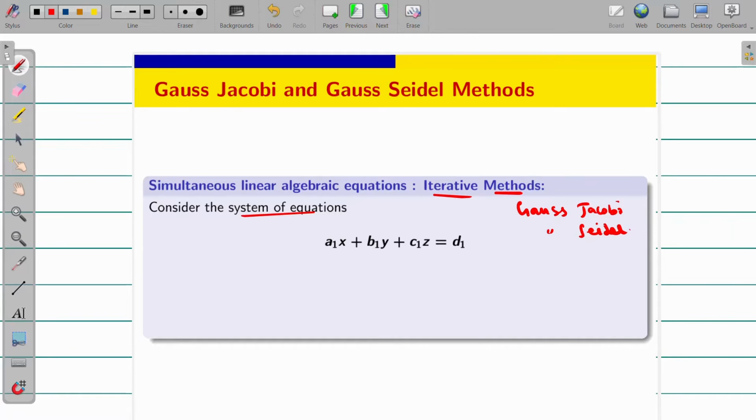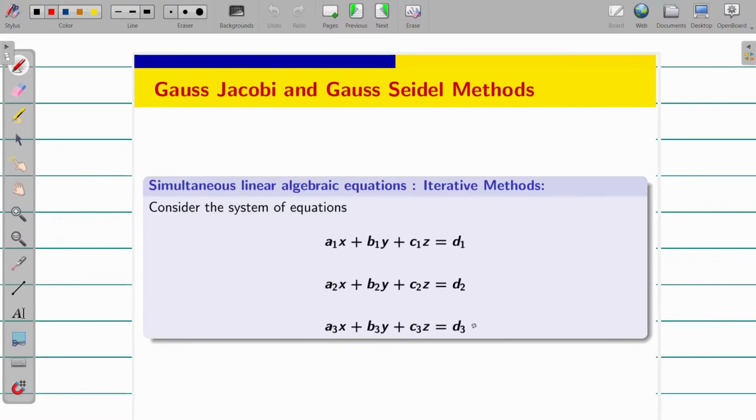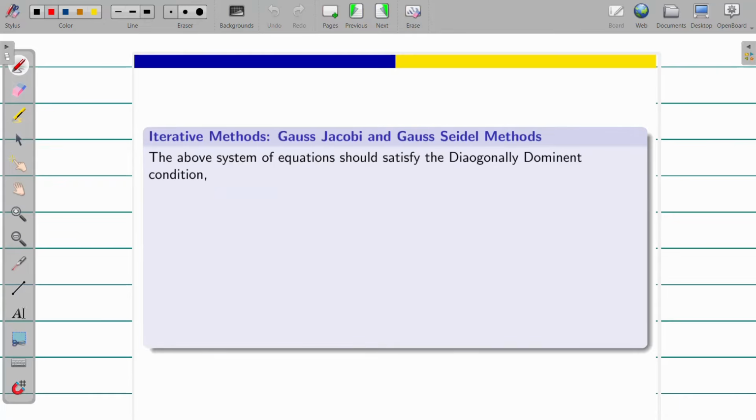Consider the system of simultaneous equations a1x plus b1y plus c1z equal to d1, a2x plus b2y plus c2z equal to d2, and similarly the other equation. There are three equations. As I told you already, in iterative methods we have two concepts in your syllabus: one is Gauss Jacobi, another one is Gauss Seidel.